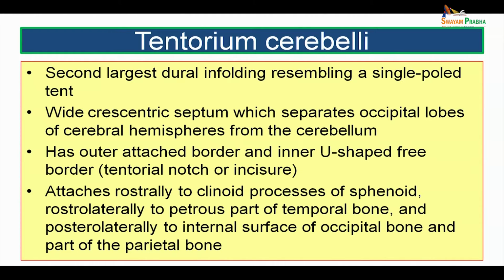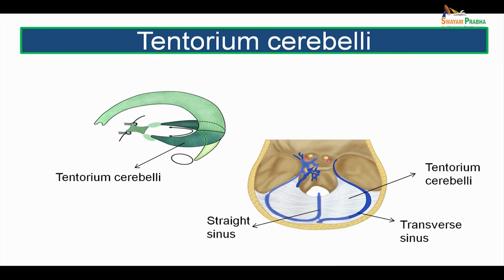It attaches rostrally to the clinoid processes of the sphenoid bone, rostrolaterally to the petrous part of the temporal bone, and posterolaterally to the internal surface of the occipital bone and part of the parietal bone. This picture shows us the tentorium cerebelli. This outer border is the attached border which is attached to the clinoid processes, then to the petrous part of the temporal bone, and then on to the occipital and the parietal bones.